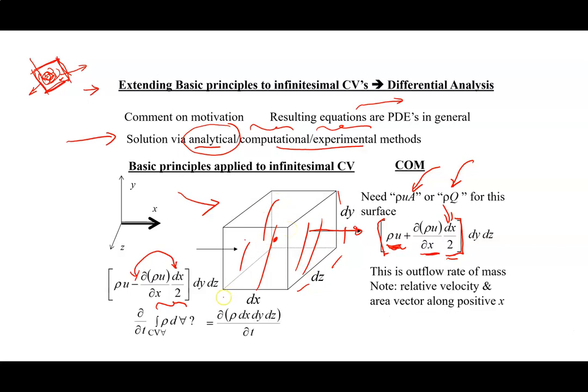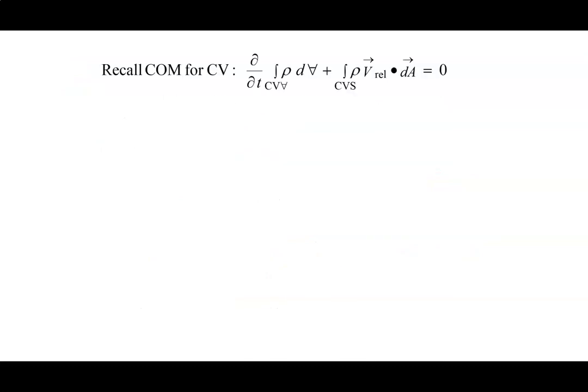And then that multiplied by rho gives me the mass. So this term simply becomes partial with respect to t of the quantity rho dx dy dz. All right, so let's go to the next slide. So we got conservation of mass written for a macroscopic control volume shown here.